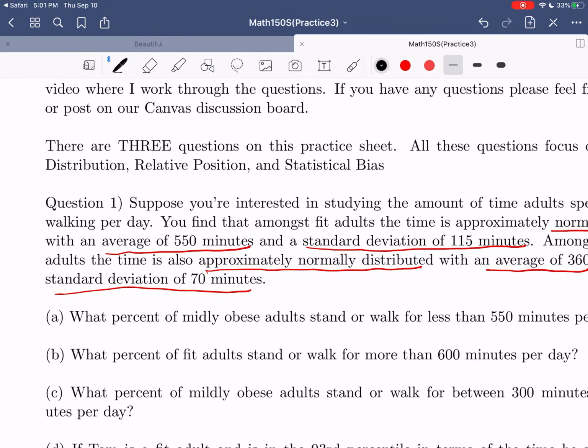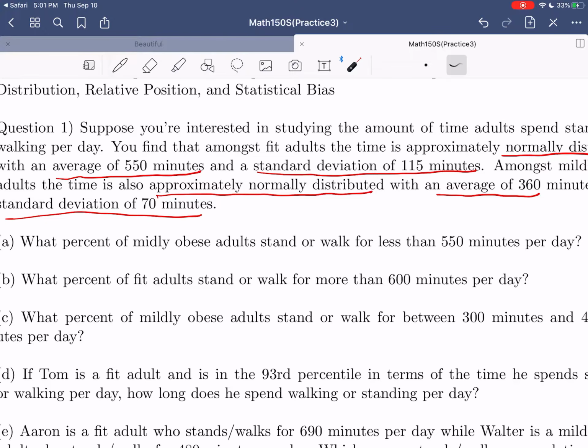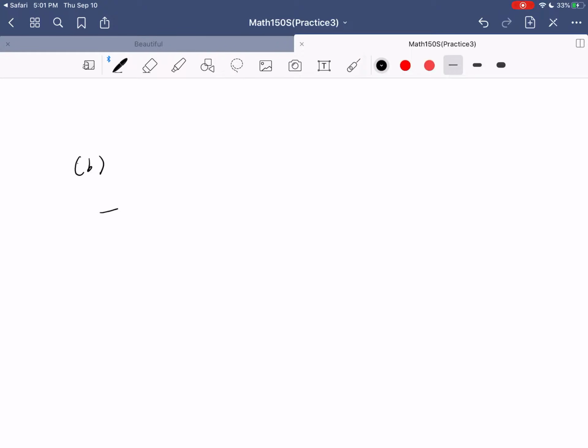So again, we're looking for the percentage of fit adults. Remember, fit adults were normally distributed, mean 550, standard deviation 115. So let's go ahead and draw our bell-shaped curve. We'll label the middle at 550.